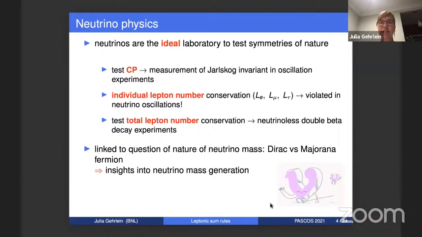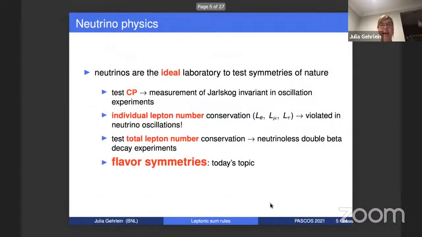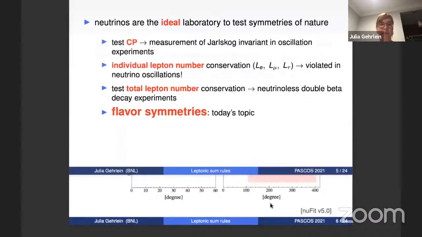We are looking for this in neutrinoless double beta decay experiments, and finding a violation of lepton number is also tightly linked to the question of the nature of the neutrino masses, Dirac versus Majorana neutrinos. So by observing total lepton number violation, we also obtain insights into the neutrino mass generation mechanism. But what I'm going to talk about today is that neutrinos are also an ideal laboratory to test flavor symmetries.